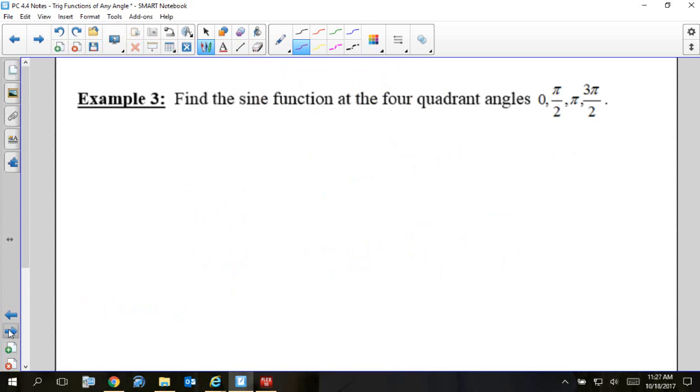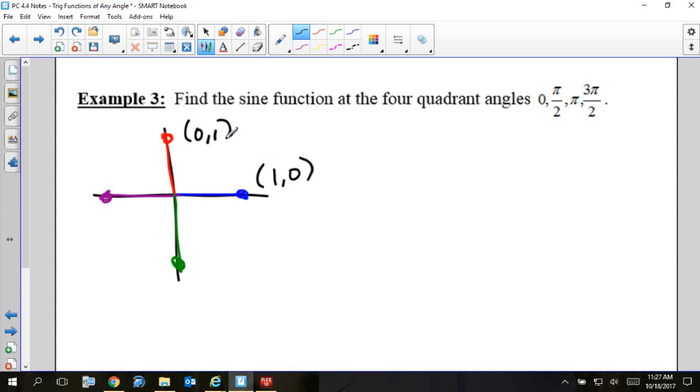So the next one, what should you do first? Draw the picture, okay. We need to know the sine at the 4 quadrant angles, and they tell you the angles. 0, pi over 2, pi, and 3 pi over 2. So there's 4 different colors, that's each of them. What do I need to find the sine, cosine, tangent, if it's on the axis, what do I need? The ordered pair, I need the ordered pair. So that would be 1, 0.